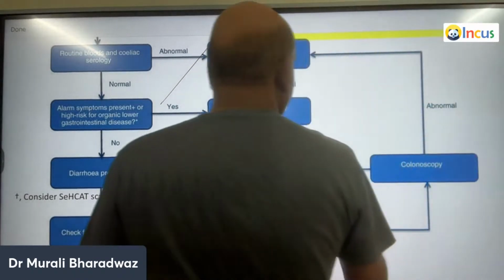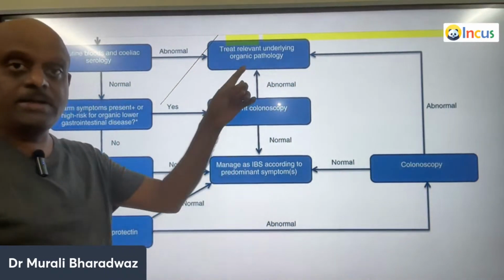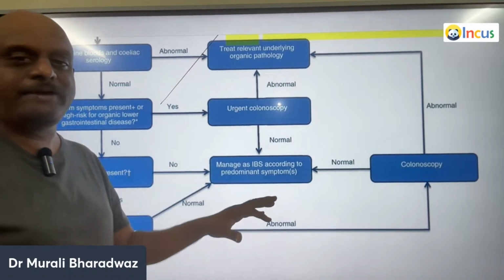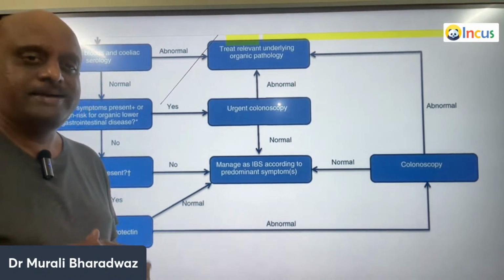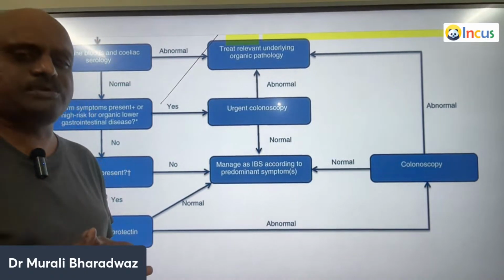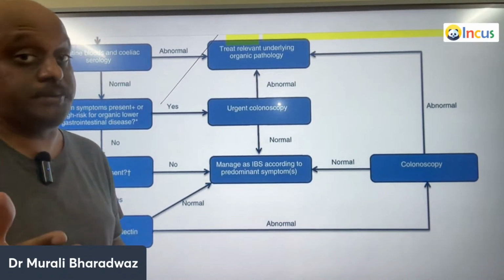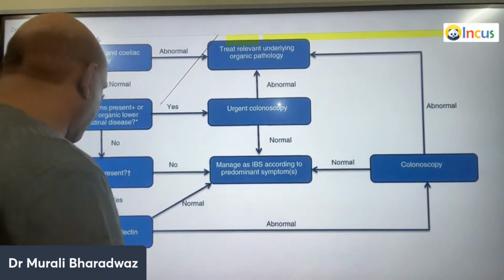Right? And if the colonoscopy is abnormal, then you need to manage the organic pathology. So this is the algorithm for approaching a patient presenting with altered consistency of stools, altered frequency of stools, where you are suspecting irritable bowel syndrome. That is what you need to remember.